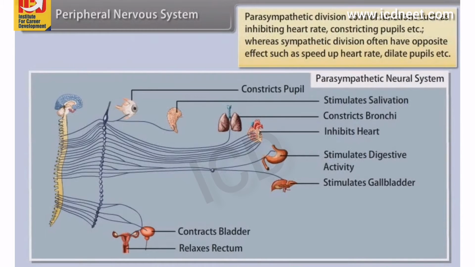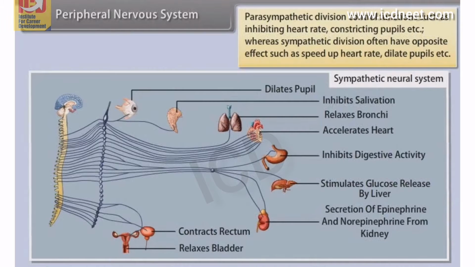Parasympathetic division controls functions such as inhibiting heart rate, constricting pupils, etc., whereas sympathetic division often has opposite effect such as speed up heart rate, dilate pupils, etc.